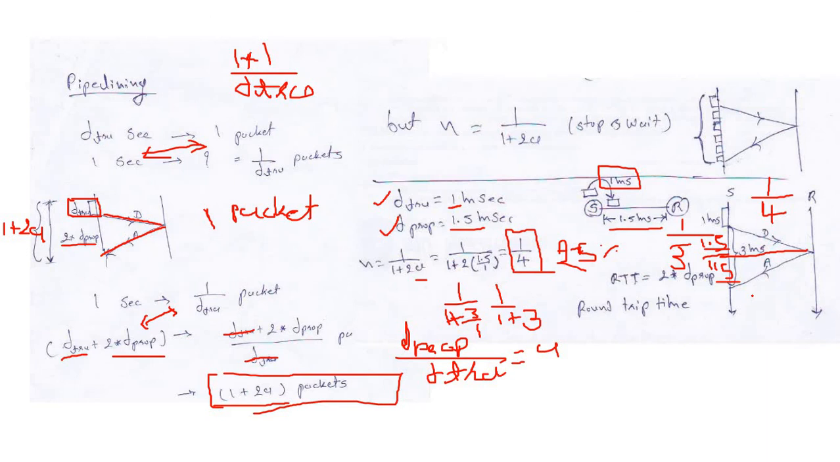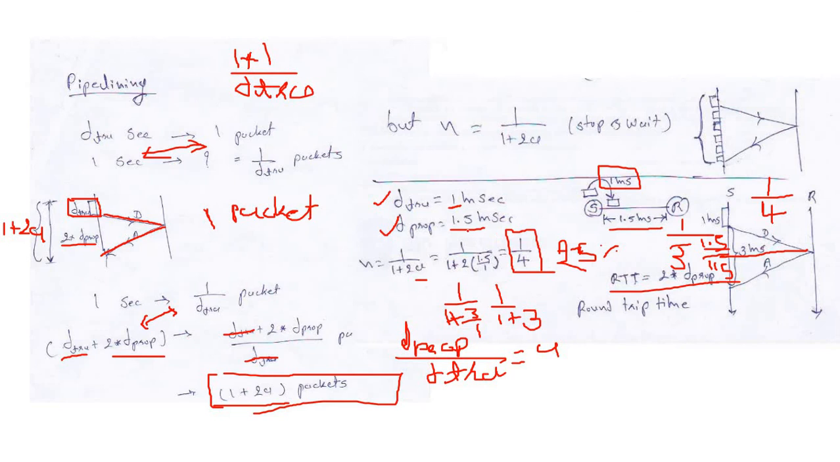So no need to go with the calculations. If you are solving MCQs, you can easily solve them with the logical fundamentals. That is RTT, 2 into delay of propagation. It means total time: sending time and receiving of acknowledgement time. The first propagation time is for sending of data, and the second propagation time is for receiving of acknowledgement. So round trip time is equal to 2 into delay of propagation.